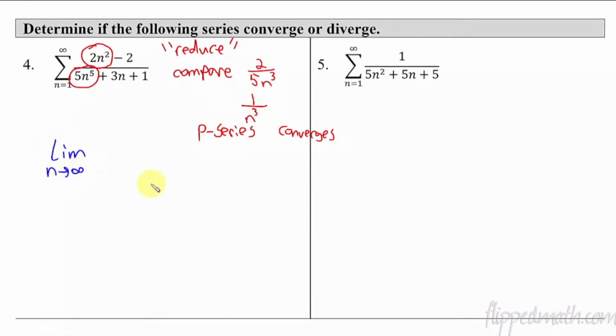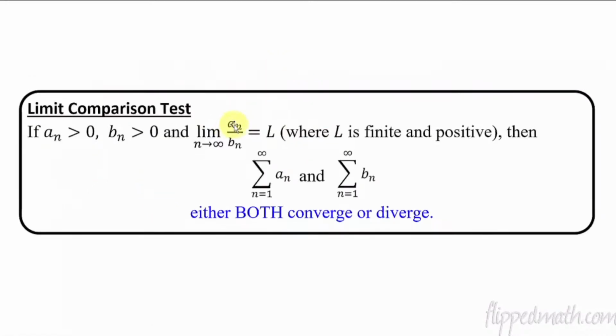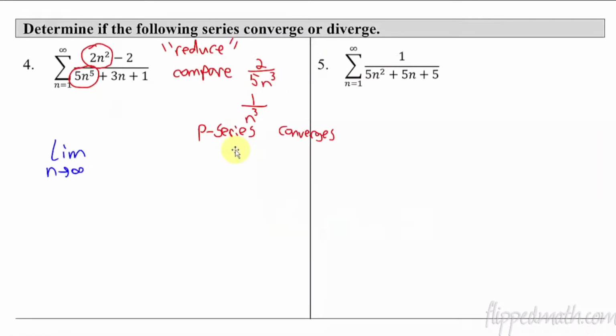And what we do, if you look back here, we're going to set up one of them over the other. So I just start with the one that they gave us. So the limit of 2n squared minus 2 all over this thing, 5n to the fifth plus 3n plus 1. And now we're going to divide it by the one we're comparing it to, which was this one right here. Instead of dividing though, let's just multiply by the reciprocal, because that's much easier than dividing fractions.